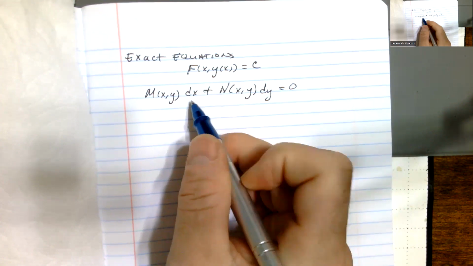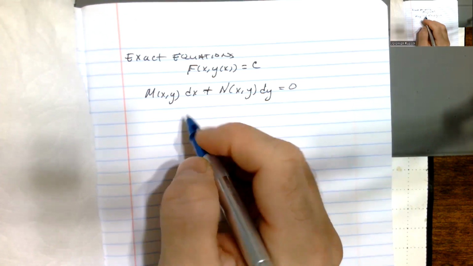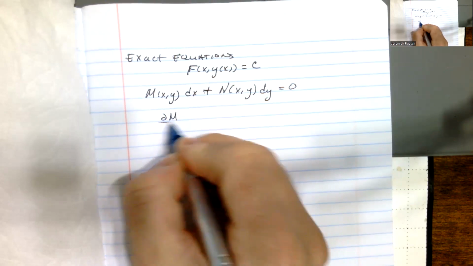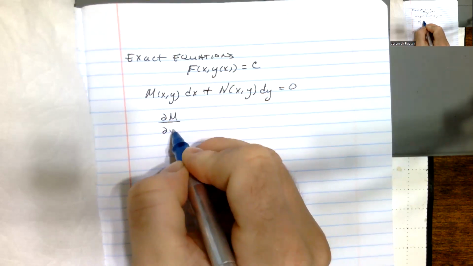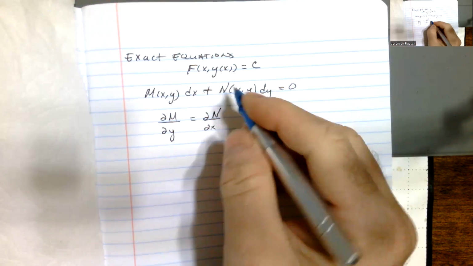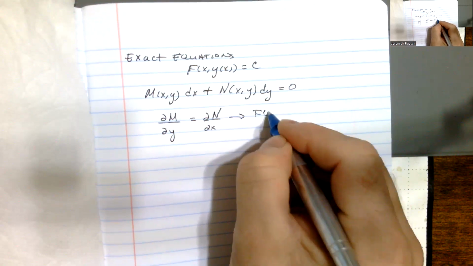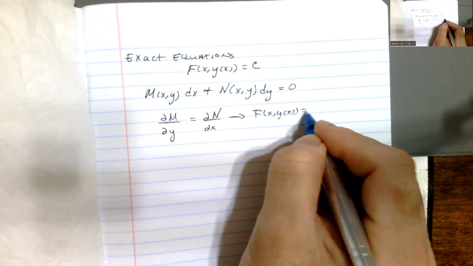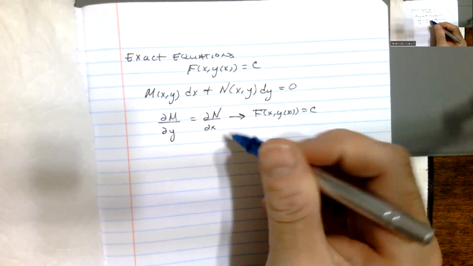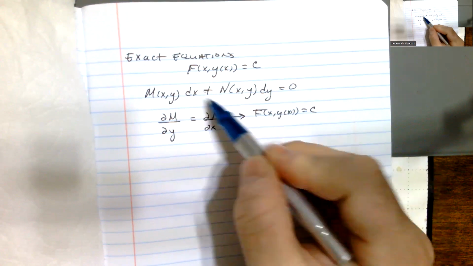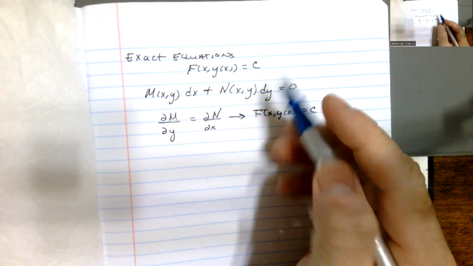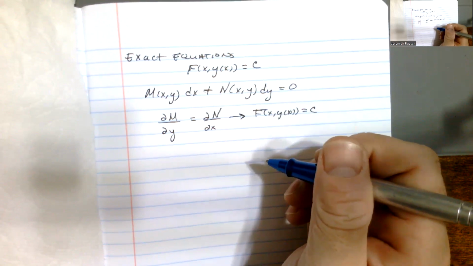And what that tells us then, or when does this occur? Well, if the partial of M with respect to y is equal to the partial of N with respect to x, then the solution F of x, y of x is equal to a constant. So these are really nice to solve. If you have a differential equation in this form, then check the exactness criteria. This is what is required for it to be an exact equation.